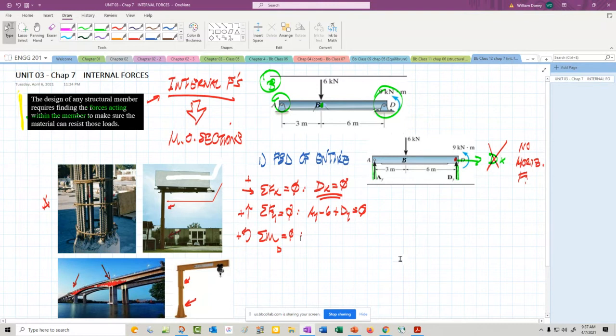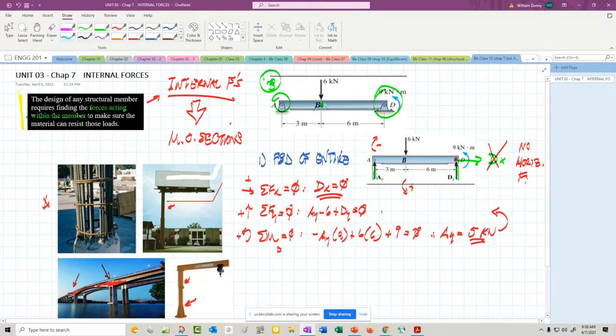So Ay will be minus Ay times that distance of 9 plus 6 times that distance of 6, because it's trying to rotate it this way. This one's trying to rotate this way, which is negative. That's positive. The Dy does nothing because it's going through the point of rotation, but we have to include that 9 there. That equals 0. That should tell us, therefore, that Ay equals 36 plus 9, 45 over 9. It gives me Ay equals 5 kilonewtons.